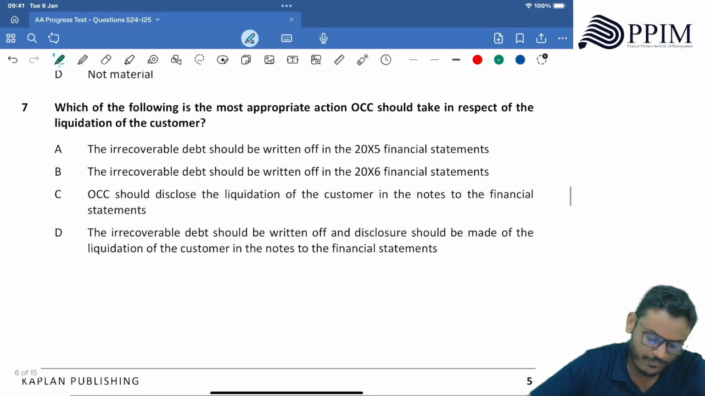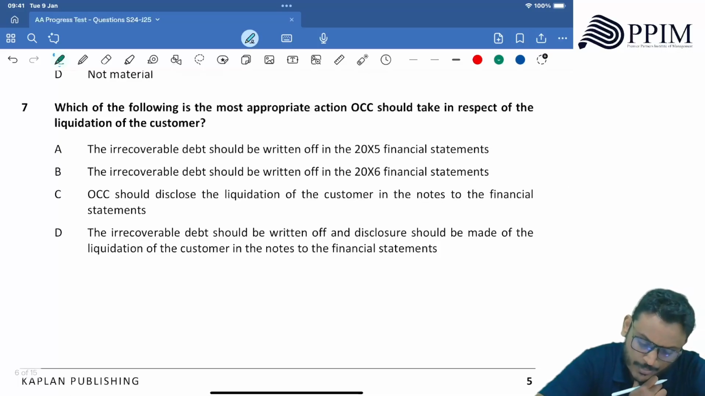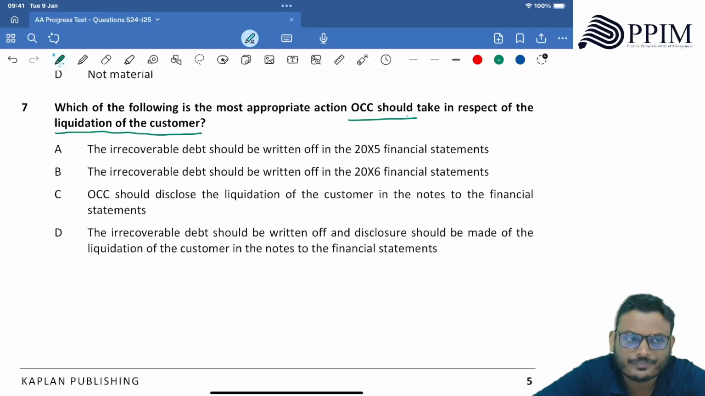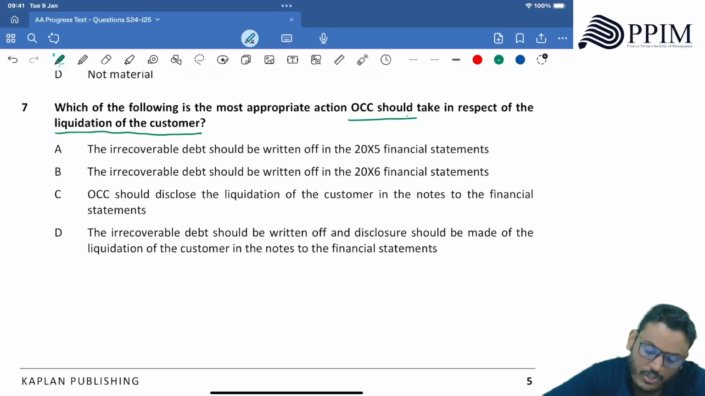Which of the following is the most appropriate action OCC should take in respect of the liquidation of the customer? A, B, C, D. Irrecoverable debt should be written off in the financial year. Yes, it's an adjusting event. This is the correct answer.